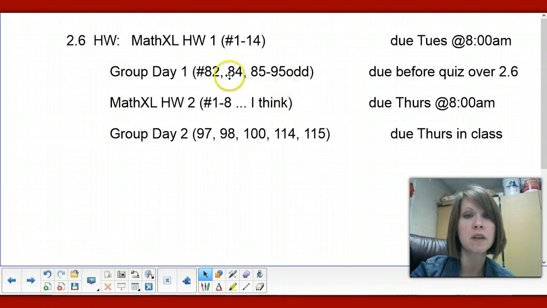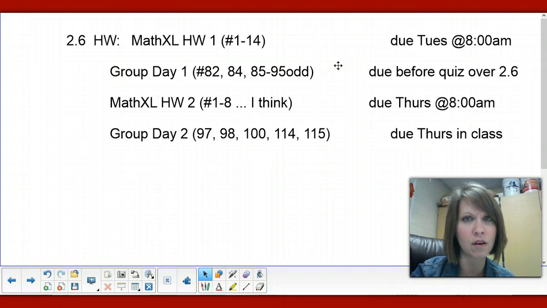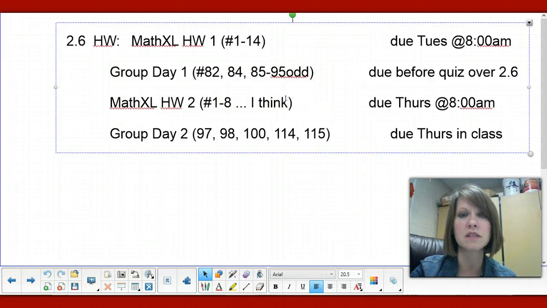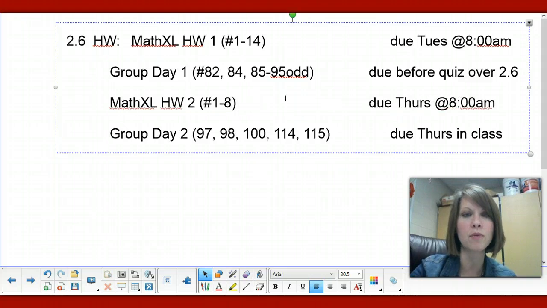Today's group assignment, this says 82, 84, and then 85 to 95 odd. I said at the end of class, I think I said 81 to 95 odd. If you already did 82 and 84, don't go back and do 81 and 83, okay? 85 to 95 odd, you might want to leave off 89 until after we do the individual assignment here. And this is definitely 8 problems, 1 through 8, and that is going to be due Thursday morning at 8 a.m.